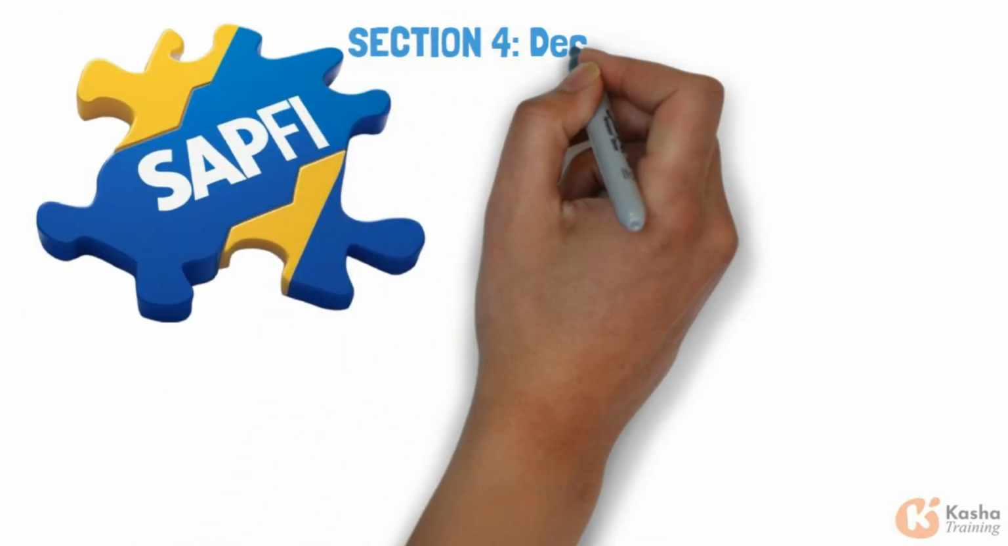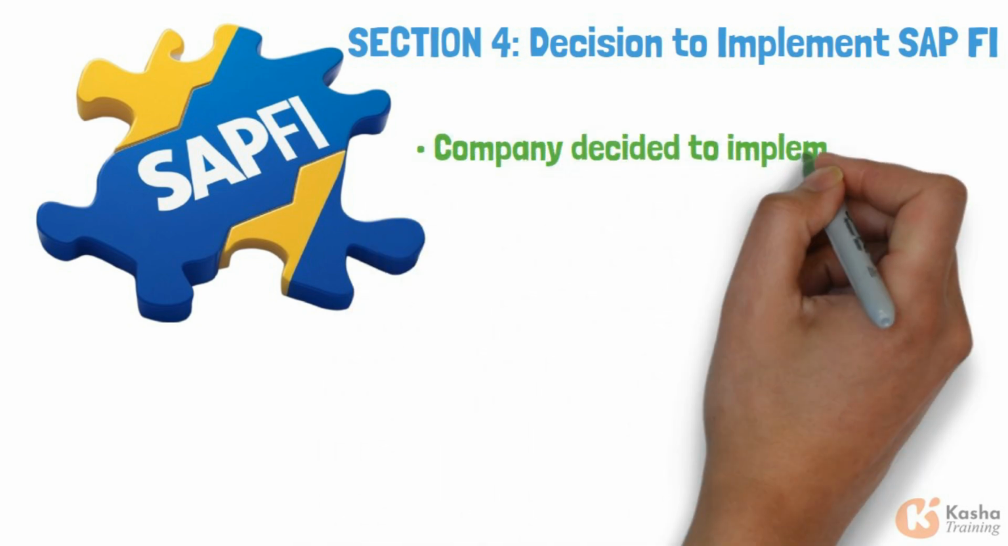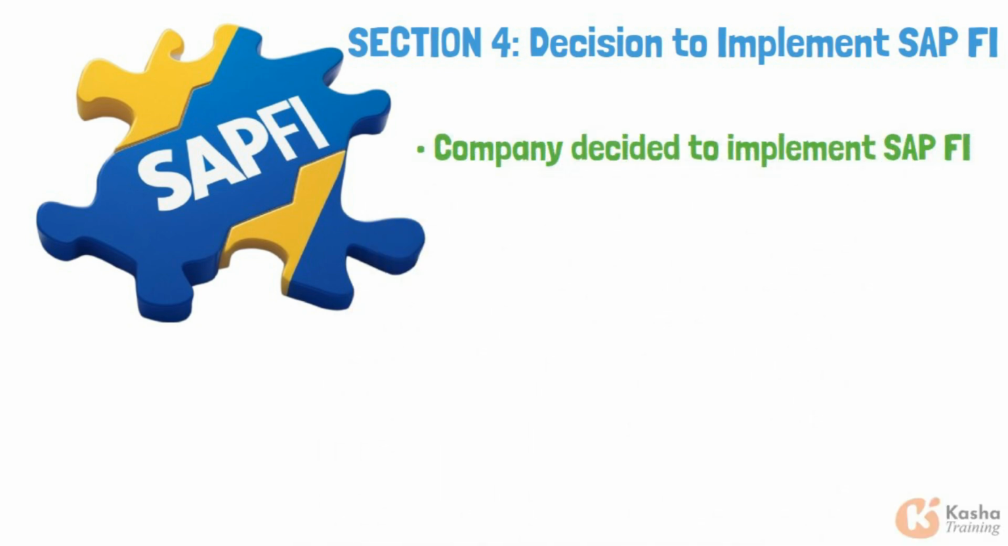Section 4. Decision to implement SAP FI. To address these challenges, the company decided to implement SAP FI. The primary objective was to enhance cash flow management by automating processes and providing real-time visibility into financial data.